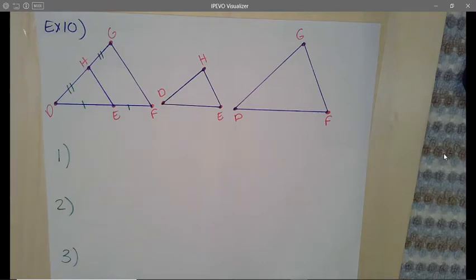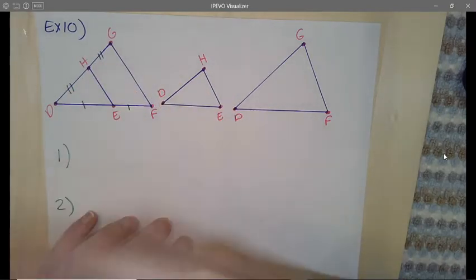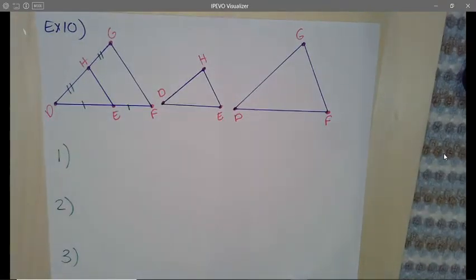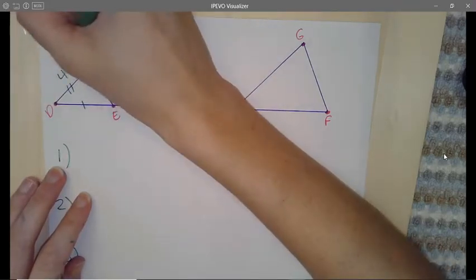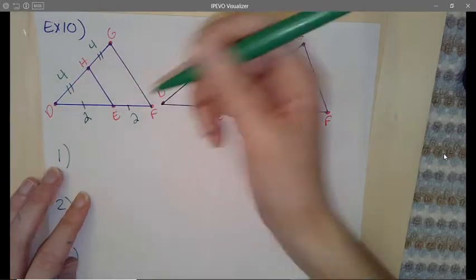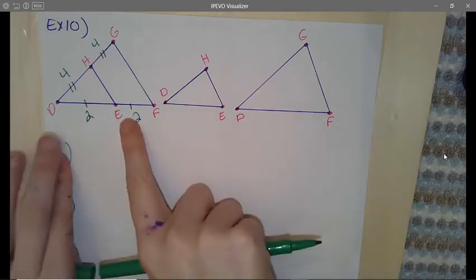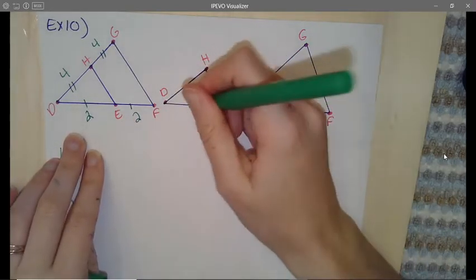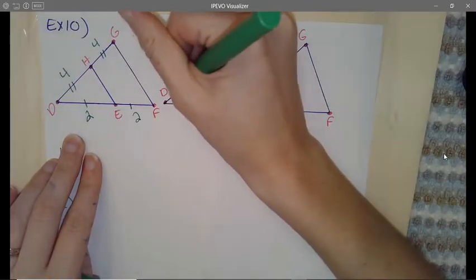So again, in this picture, we have some congruency marks. Like in example 9, I don't know what the side lengths are, so I'm just going to assign them whatever I like. Since these two are the same, I'm going to assign them 4. And since these two are the same, I'm going to assign them 2. Looking at my smaller triangle, I know that DE is 2, and I know that DH is 4.